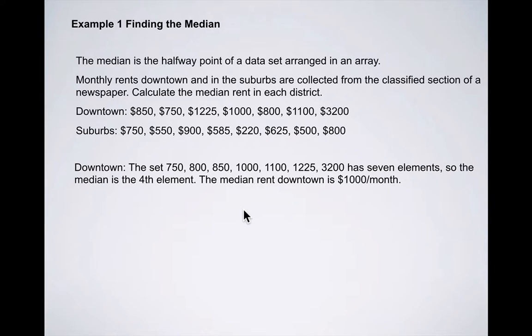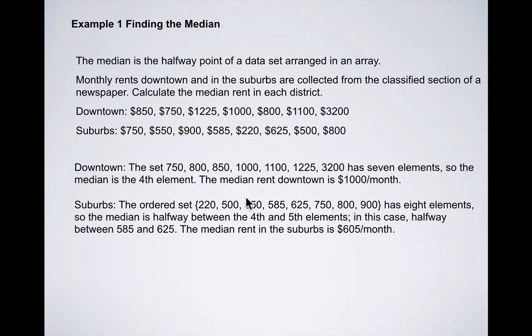Now, in the case of the suburbs, we have 8 values. So in this case, we have to order them again. Since it has 8 elements, the median is halfway between the 4th and 5th elements. In this case, halfway between 585 and 565. Again, we have 3 values below the 2 that we're looking at for our central value, and then 3 above. So we take the average of the 4th and 5th elements, and when we add them together and divide by 2, we get a value of $605 per month as our median.